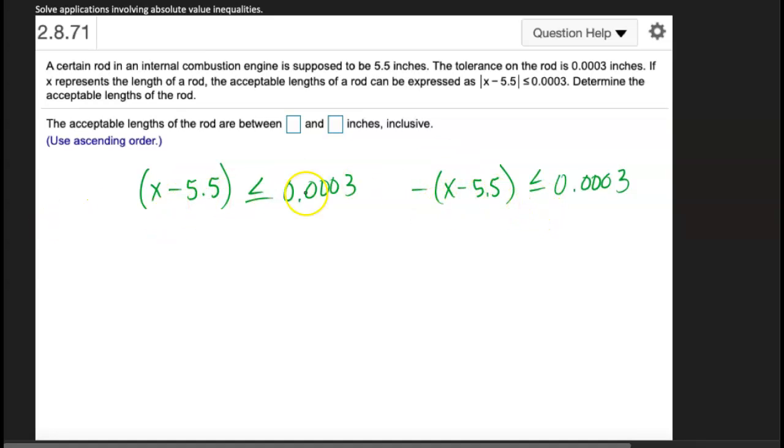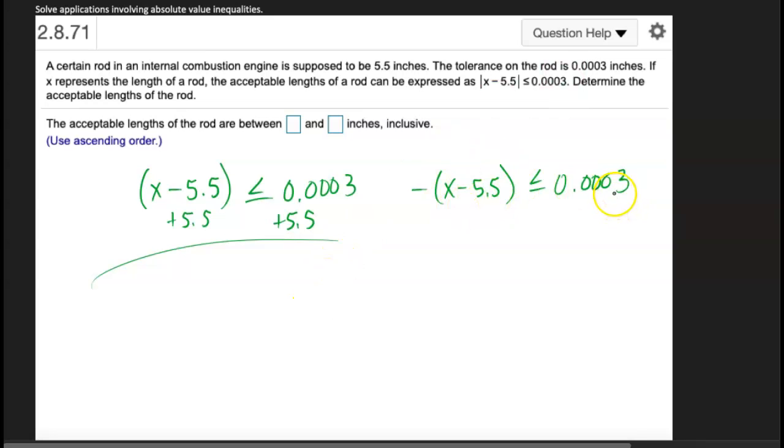In other words, I'm just expressing all the different possibilities, thus being able to rewrite it without having to write the absolute value. From here, you have lots of options how you choose to continue solving this. Well, maybe not lots of options, but you do have some different options. So for instance, like in this problem, I really don't need the parentheses. I can essentially ignore them and add 5.5 to both sides in order to finish solving that inequality.